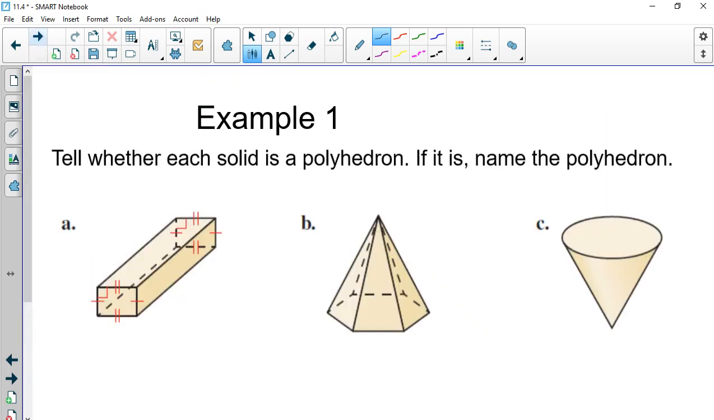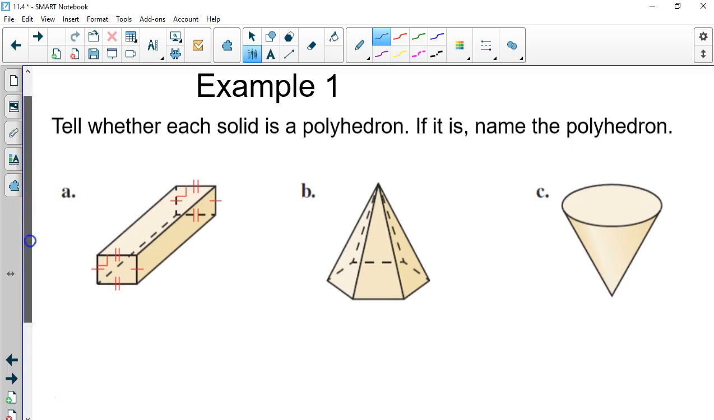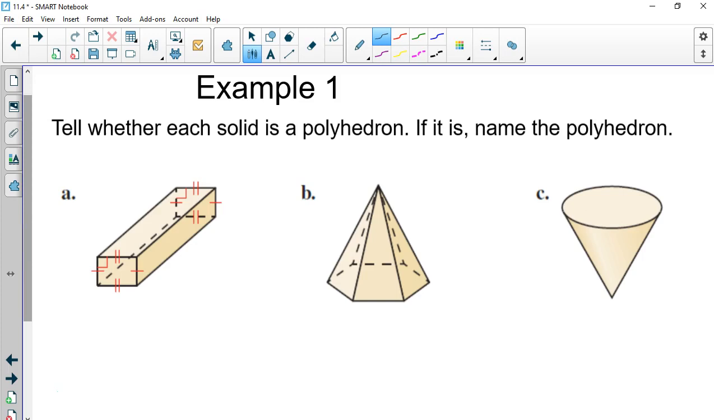Tell whether each solid is a polyhedron. If it is, name the polyhedron. So before we do that, what is a polyhedron? Well, that's why we had those questions at the beginning to review. The rhombus was a polygon, and the circle was not. Well, a polyhedron is bounded by polygons called faces. So on A, all these shapes are squares and rectangles. They are polygons. So since they are all polygons, the answer is yes, this is a polyhedron.